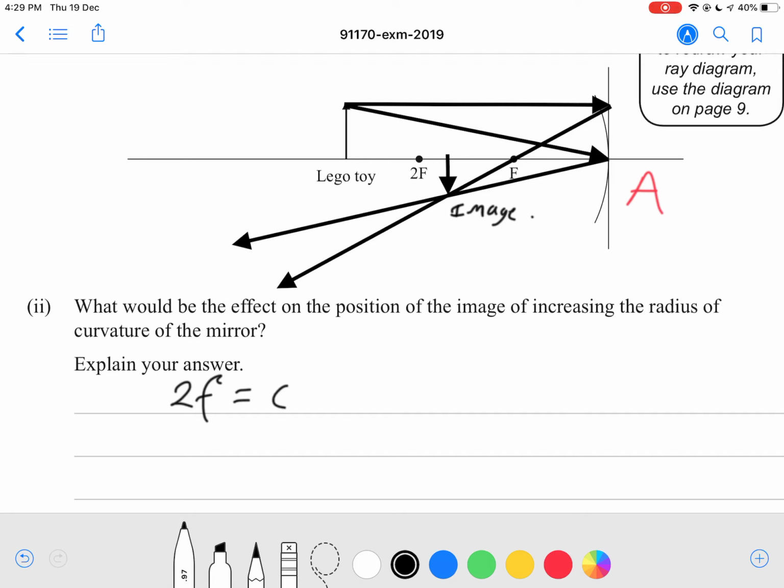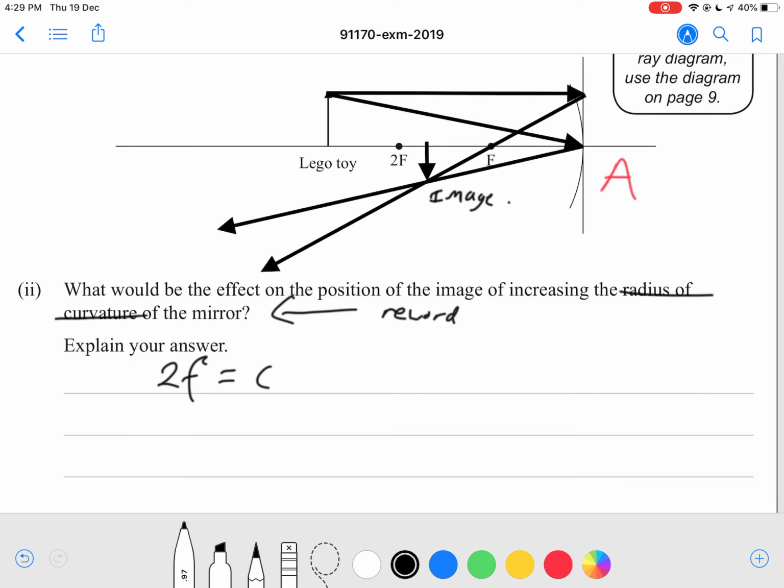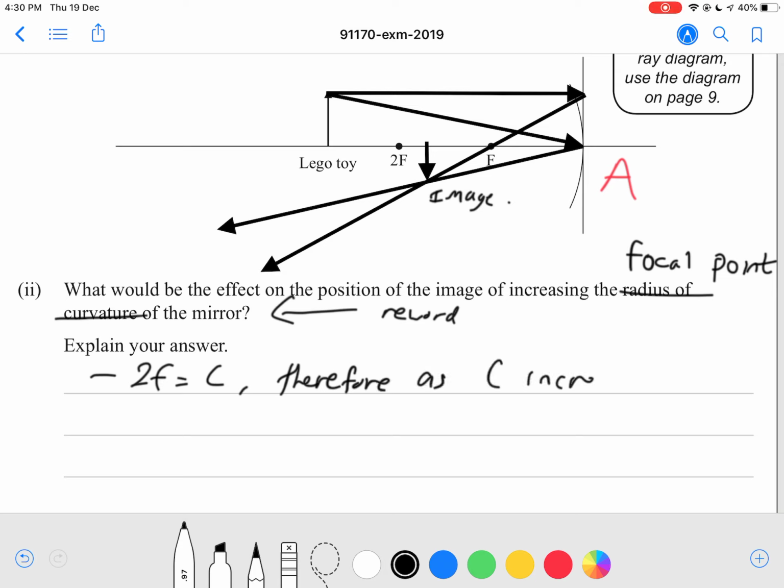So basically, this question can be reworded. Instead of this, we can just say, what would be the effect of increasing the focal point? Which will make this question a lot more straightforward. You can just say, explain your answer: 2f is equal to c, therefore as c increases, focal point increases. And then you can link your focal point increasing to the location of the image.